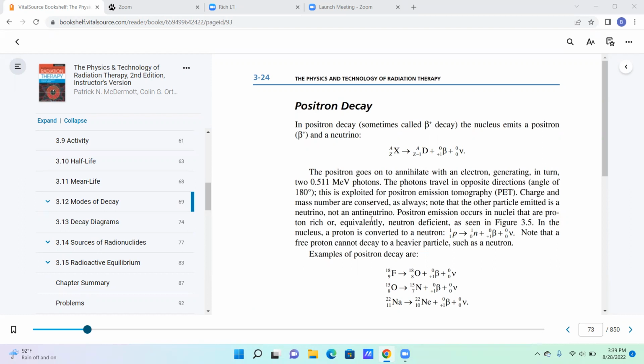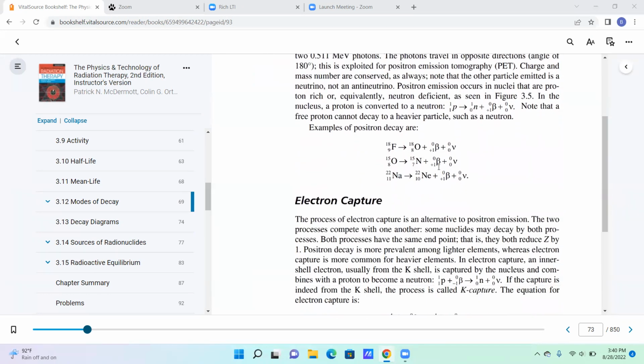Charge and mass number are conserved as always. Note that the other particle emitted is a neutrino and not an antineutrino. In other words, there's no bar there. Positron emission occurs in nuclei that are proton rich, or equivalently neutron deficient. And here are some examples.